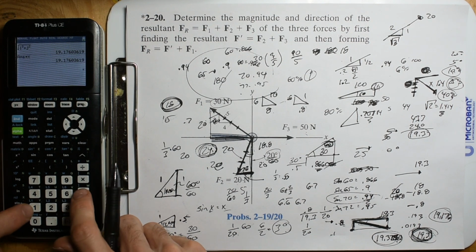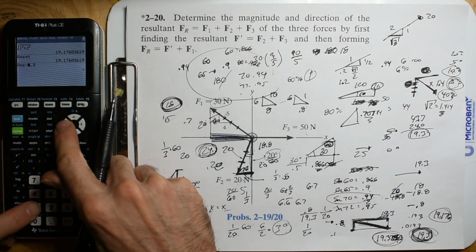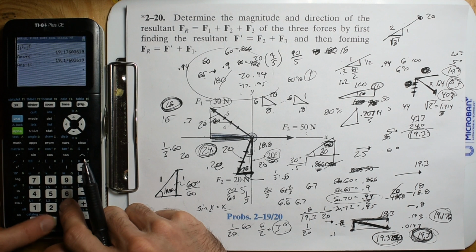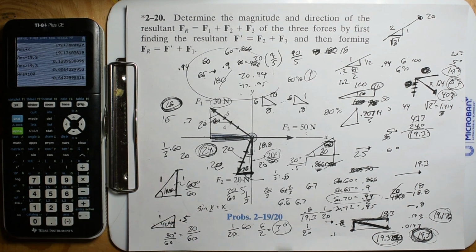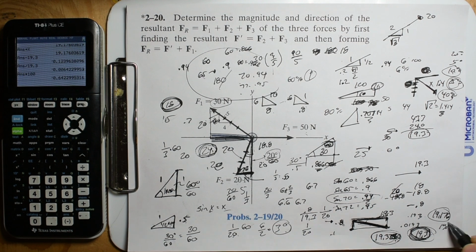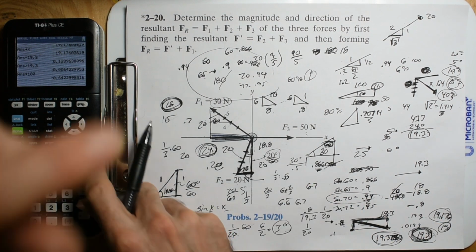If we store that as x and subtract 19.3, divided by 19.3, times 100, we're less than 1% error with our techniques. So that's pretty sweet. How about the angle?